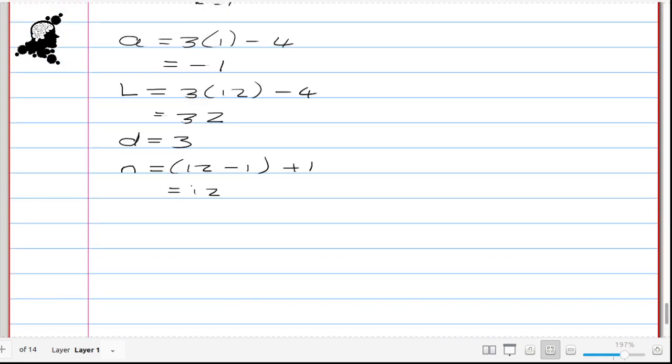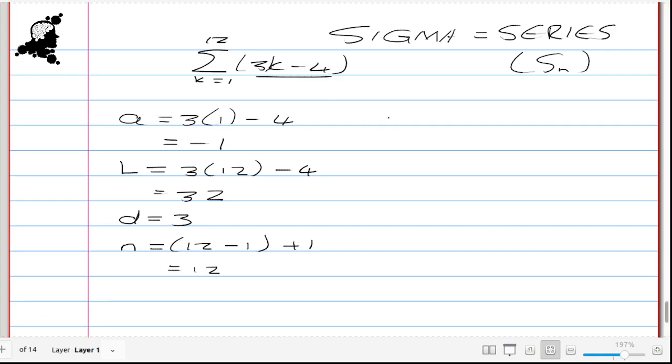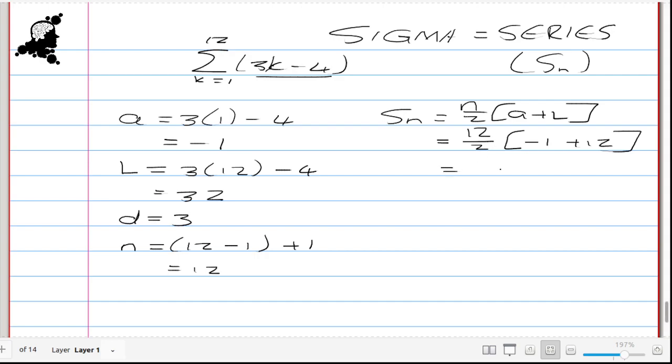Now we can go ahead and find Sn. So, Sn equals n over 2 into a plus l. So this is going to give me 12 divided by 2 into negative 1 plus 32. This is going to give me 12 divided by 2, that's 6, into 32 minus 1 is 31. My answer is 186, and I am done. Just like that. That's sigma notation. So remember, when you're seeing sigma, it's asking you to find Sn.